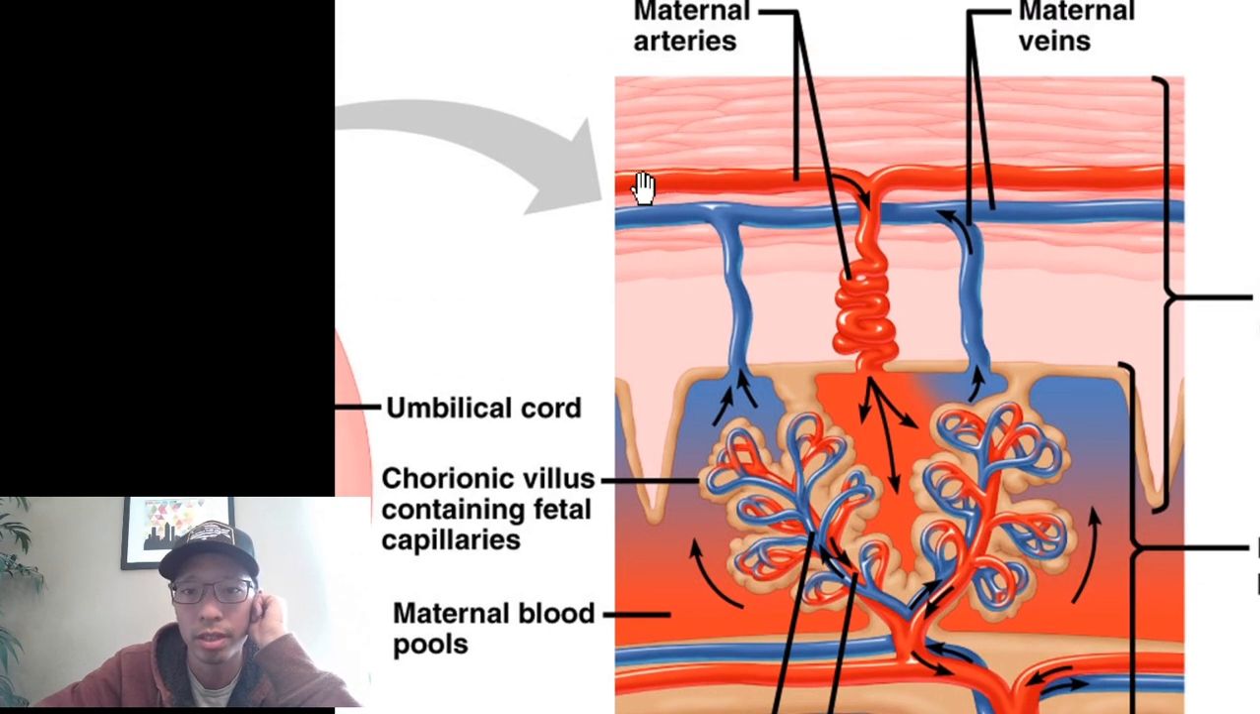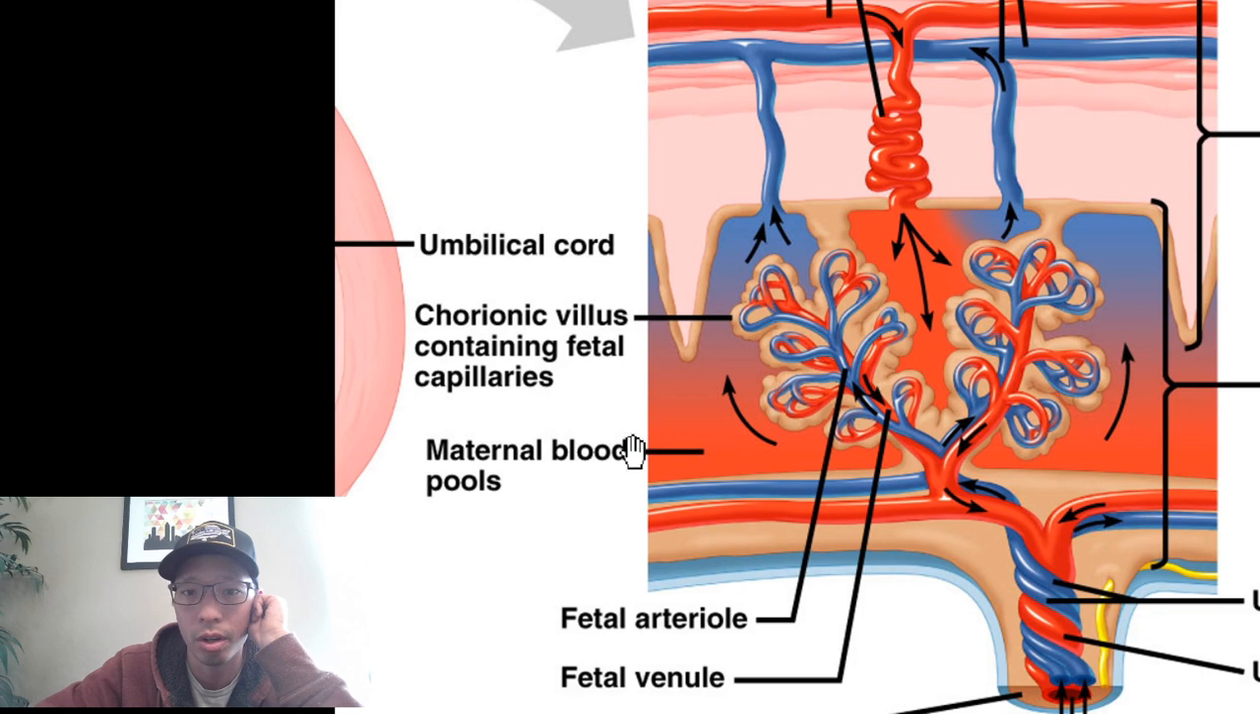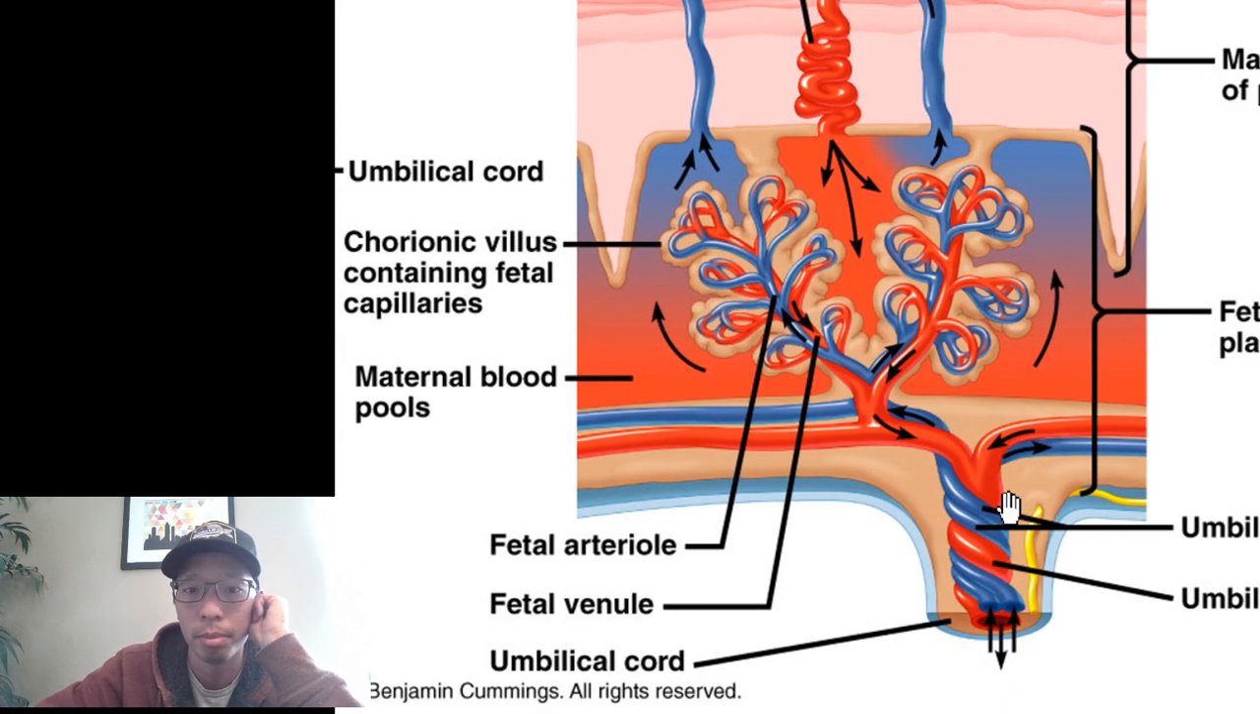Now, over here, this is the mom's blood. This is the maternal arteries and maternal veins. So the arteries are bringing mom's blood to the placenta, and it's actually draining that blood into all the space that is bathing all these capillary beds from the umbilical cord.